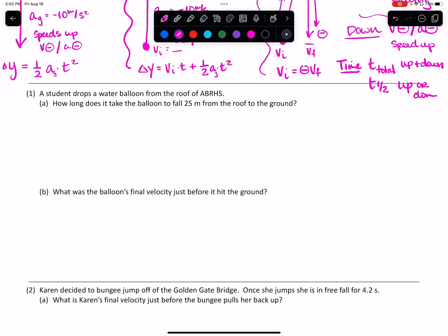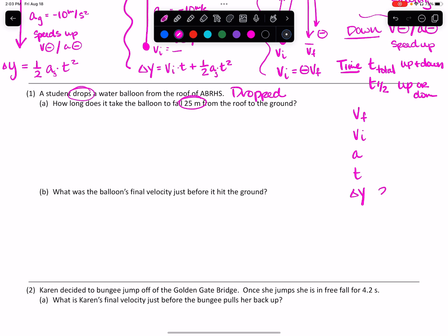I tend to try to identify the problem as a drop problem, a toss or an up problem, or an up and down problem. So a student drops a water balloon from the roof of ABRHS. That tells me this is going to be a drop problem. How long does it take the balloon to fall 25 meters from the roof to the ground? So we're going to have V final, V initial, acceleration, time, and change in position. Why? Because again, we're vertical.